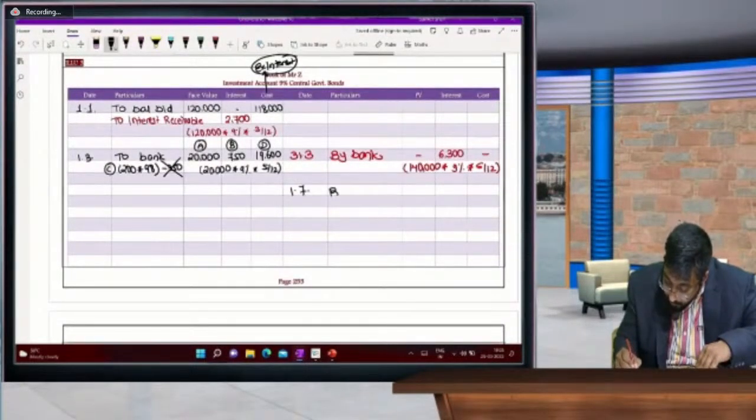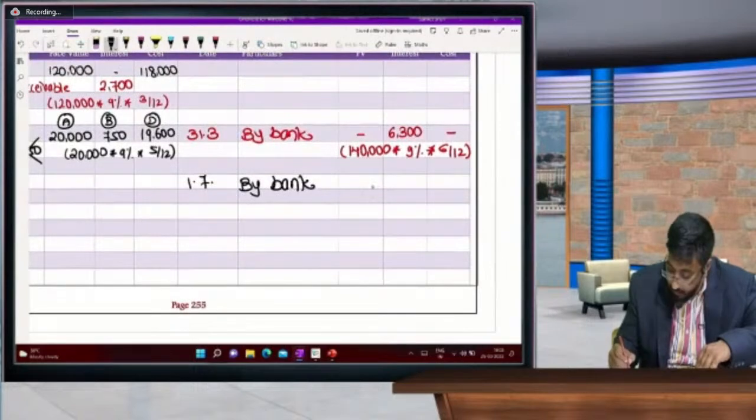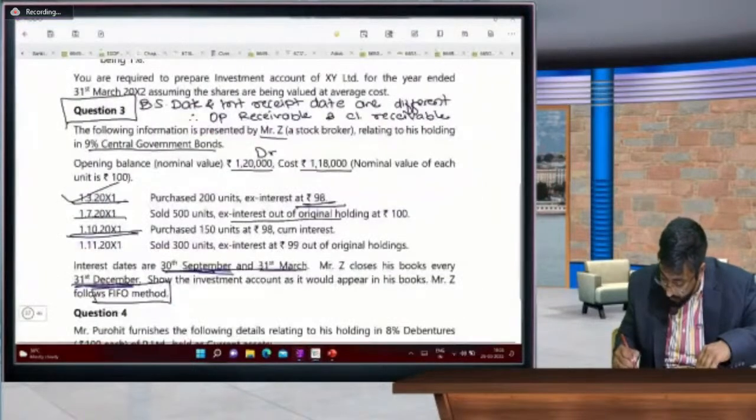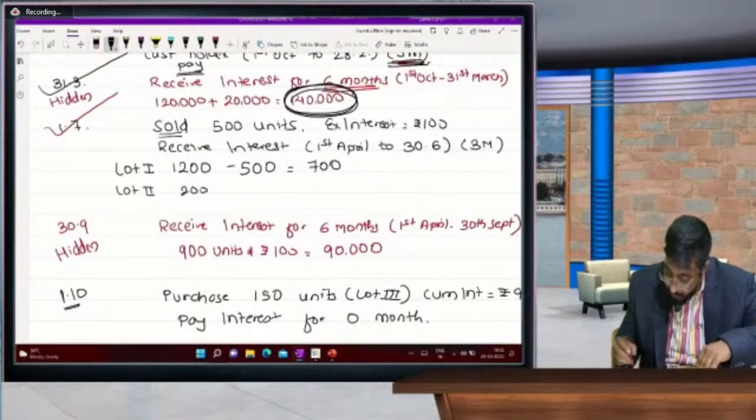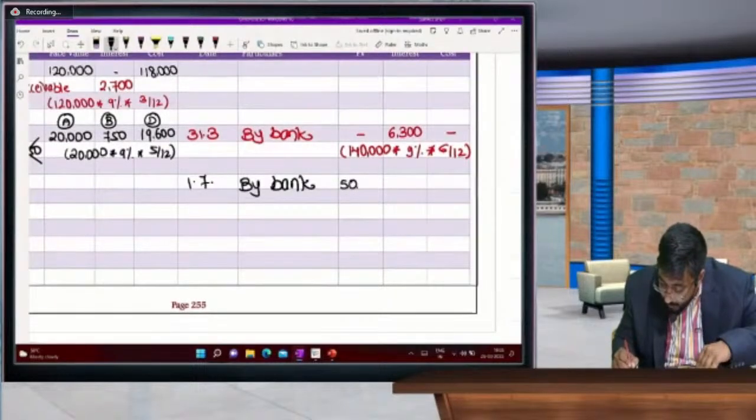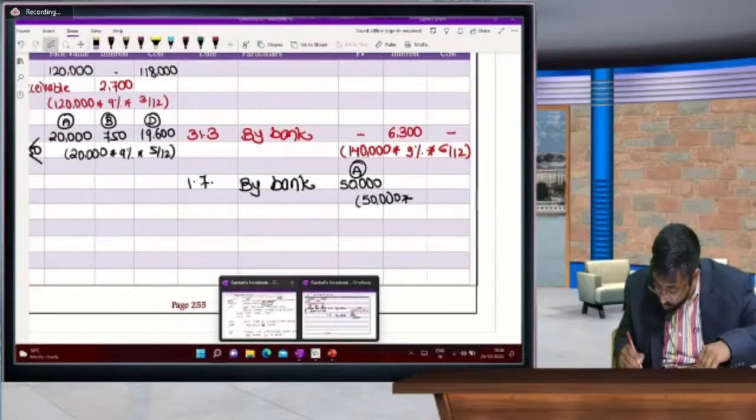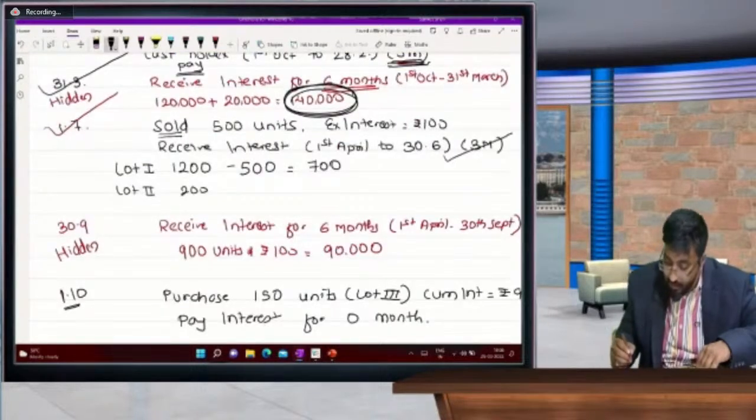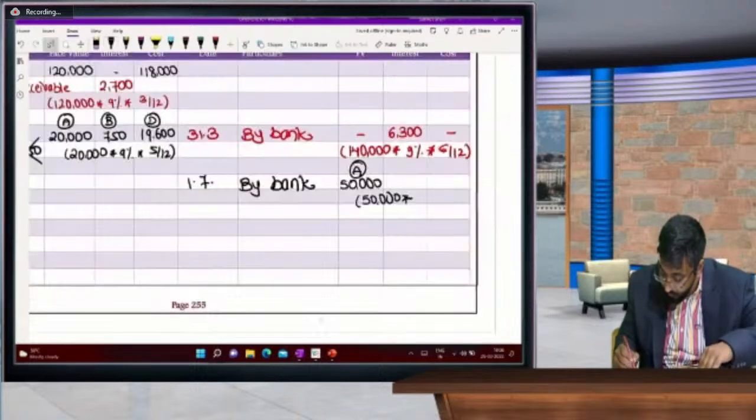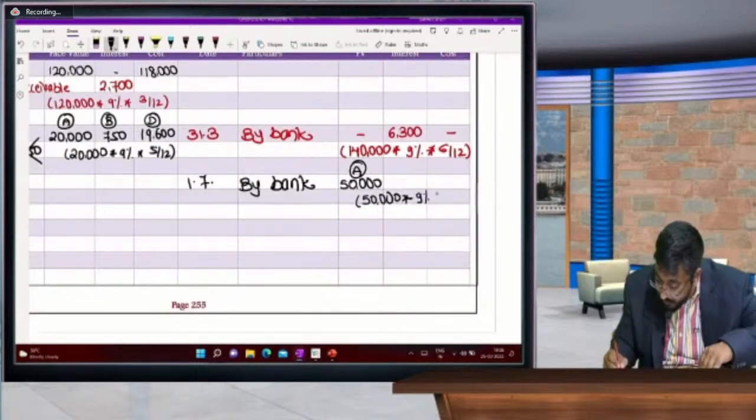1/7. By bank. Yes, what is the face value? Face value. 500 into 100. 50,000. 50,000 na. How many months? So this is A. B. B is beta 50,000 into, इतना निकाला था हमने. Yes, how many months? Last interest to this interest 3 months. April, May, June na. 50,000 into 9% into 3/12.